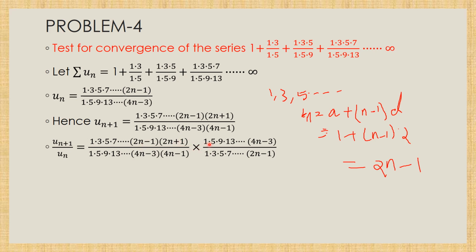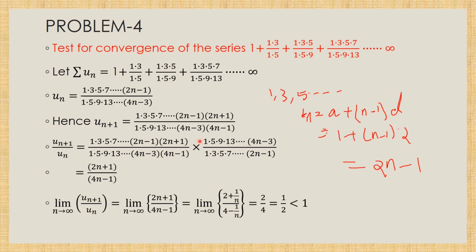Similarly 1, 5, 9, 13 etc. up to 4n minus 3 in the second numerator cancel with the same terms in the first denominator, and 4n minus 1 remains. We get 2n plus 1 divided by 4n minus 1. Now, applying the limit as n tends to infinity, limit n tends to infinity of 2n plus 1 divided by 4n minus 1. Taking n outside, numerator and denominator get cancelled.